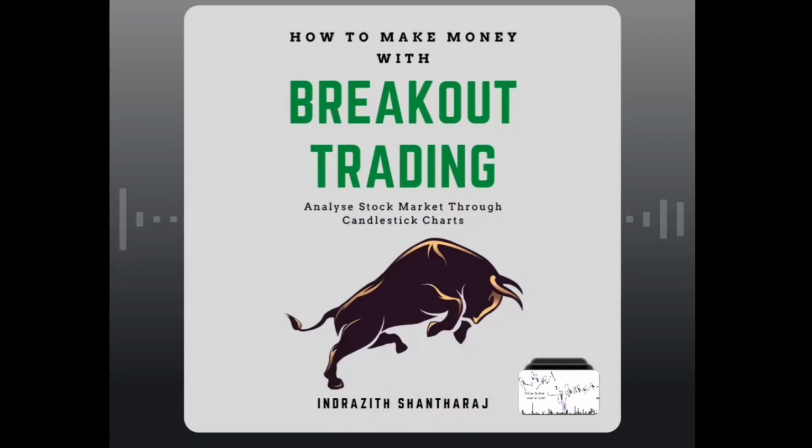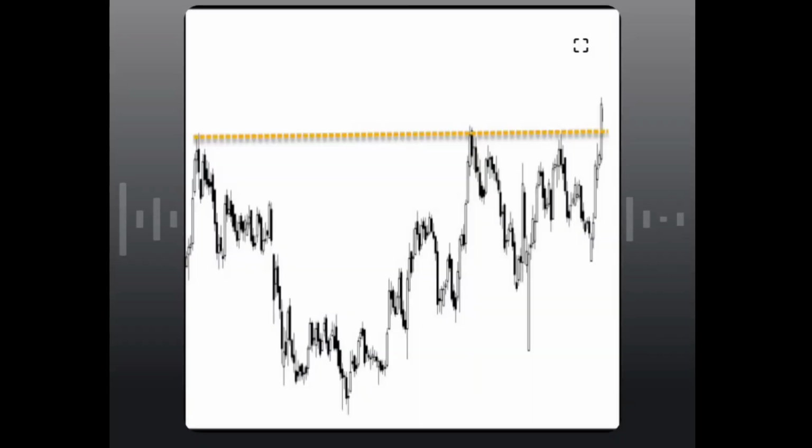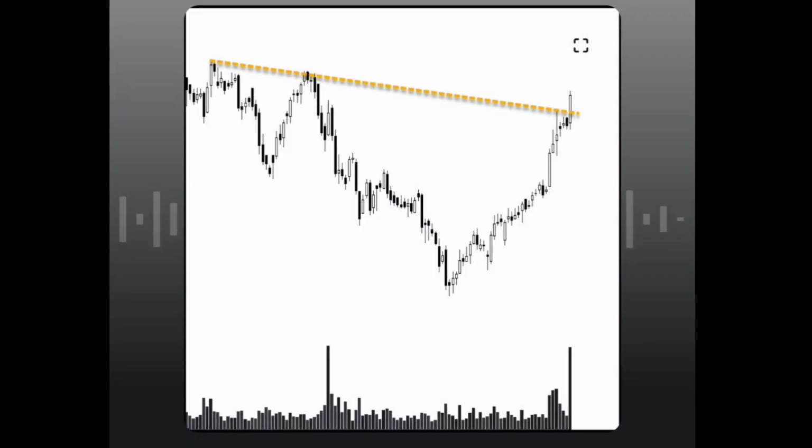I will show some of the charts below only to indicate how I prefer to draw the trend lines considering the rules mentioned above. By this time, you should have got some clarity on what kind of scripts you are looking for and how to draw solid trend lines.